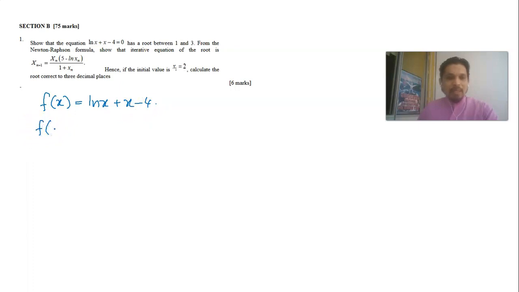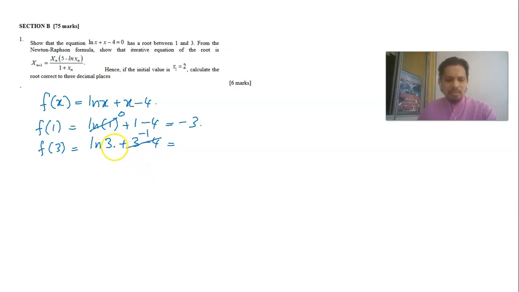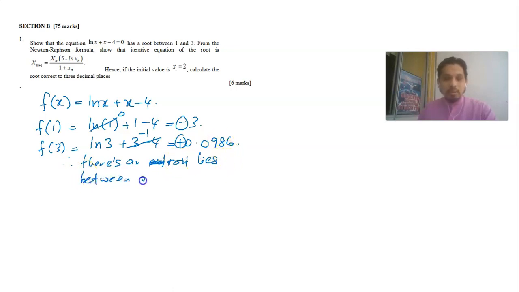Okay, f(1) is natural log of 1 plus 1 minus 4. As we know that natural log of 1 equal to 0, so 1 minus 4 equal to negative 3. And f(3) equal to natural log of 3 plus 3 minus 4. Okay, 3 minus 4 equal to negative 1, and natural log of 3 minus 1 here gives you 0.0986. So then the sign changes from negative to positive, there's a change there. So we come up with the conclusion that there's a root that lies between x equal to 1 and x equal to 3.